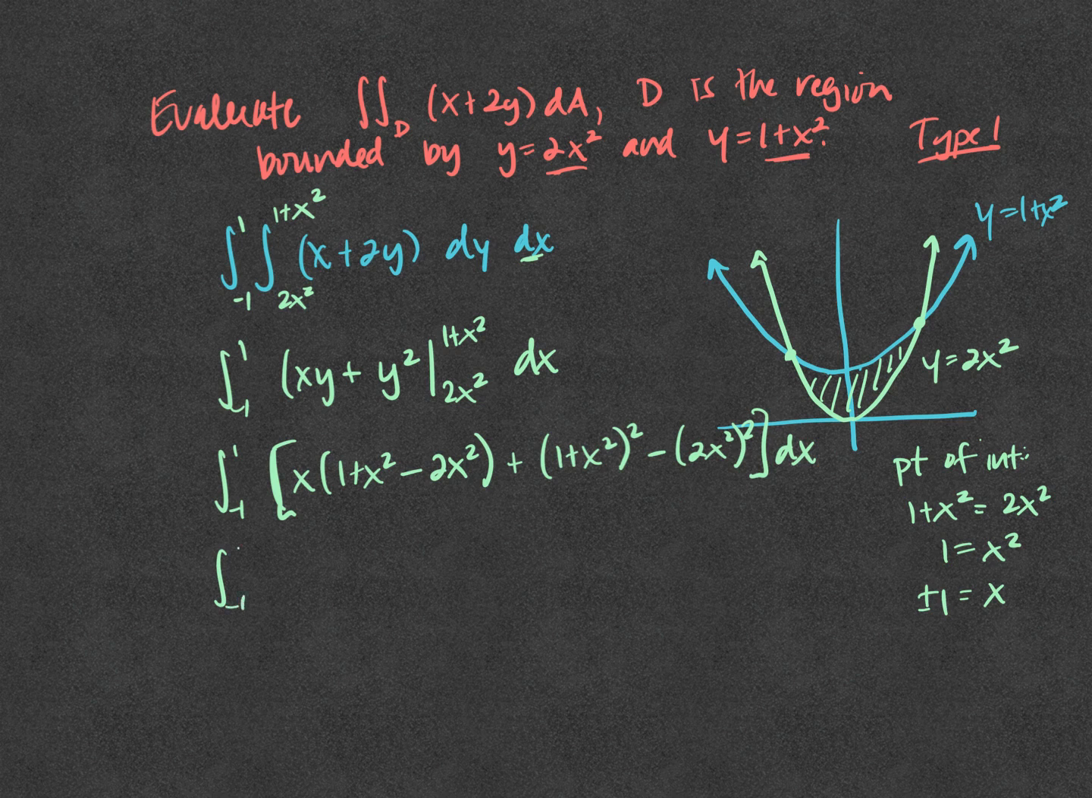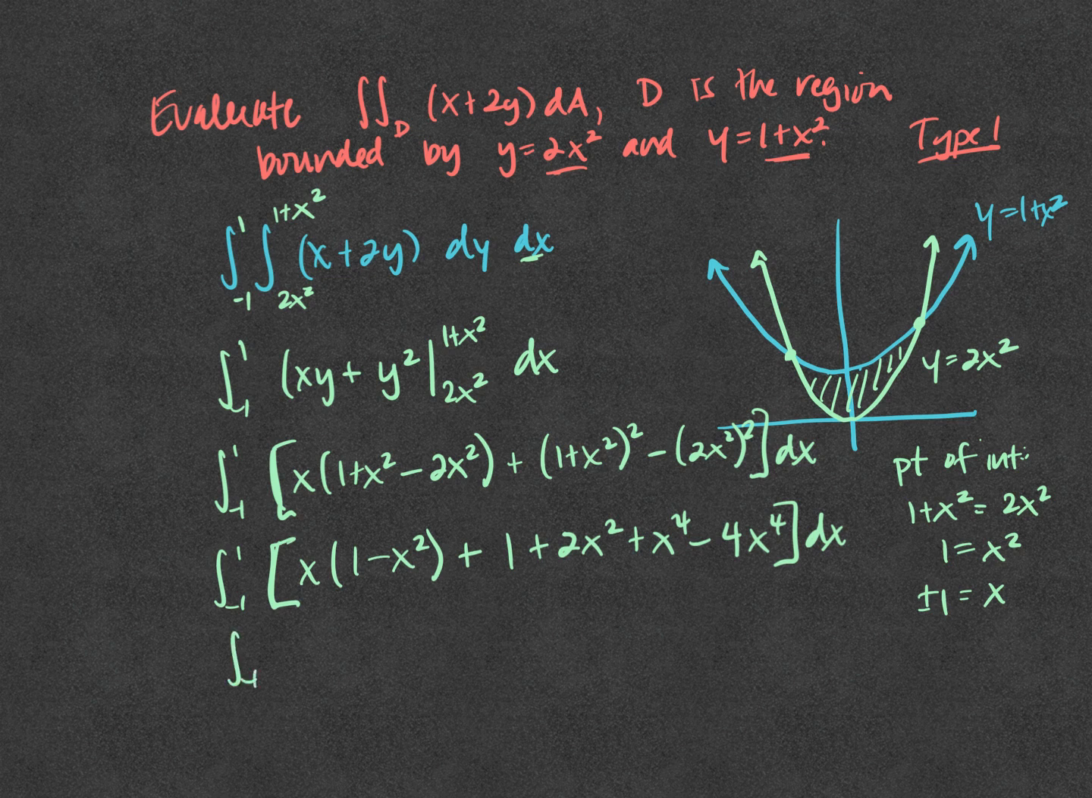So we have the integral from -1 to 1. I'm going to keep my brackets. I have x times 1 minus x squared minus 2x squared. Remember that when you square a binomial, you need to write it twice and do FOIL. So we have 1 plus 2x squared plus x to the 4th minus 4x to the 4th, with respect to x as our next integration. So we have the -1 to 1 integral, and I have x minus x to the 3rd plus 1 plus 2x squared plus x to the 4th minus 4x to the 4th. Well, that's going to be nice right there.